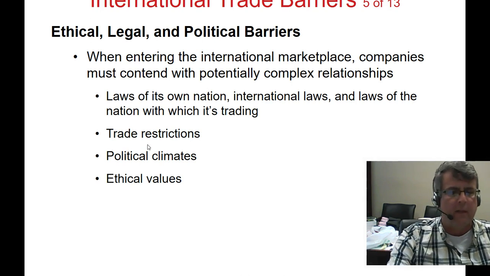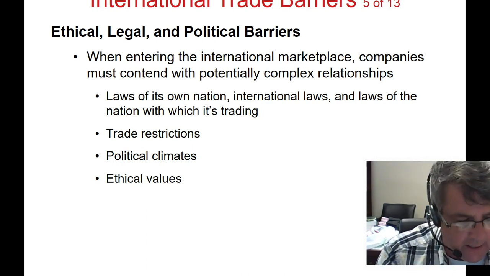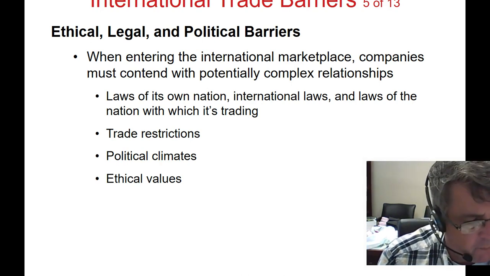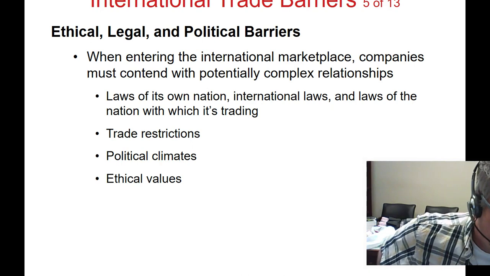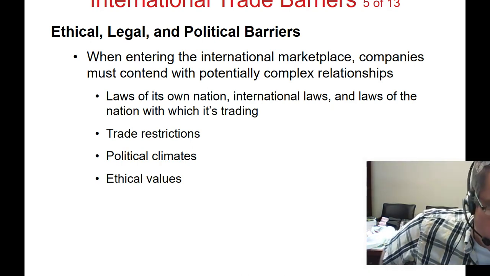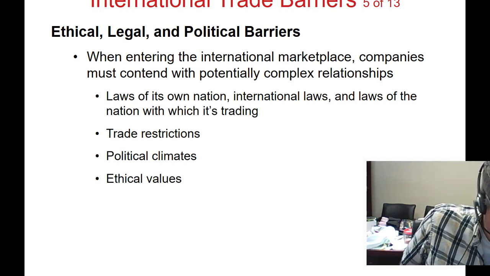Political climates can affect trade, also ethical values. What's right and what's not right. To give you an example, in the West, if you and I agree to something and I promise you that I'll do it, that means that I'm going to do it.